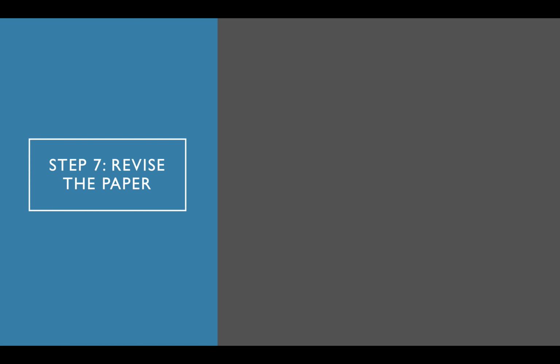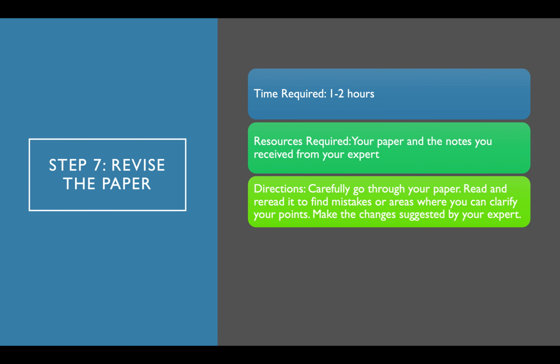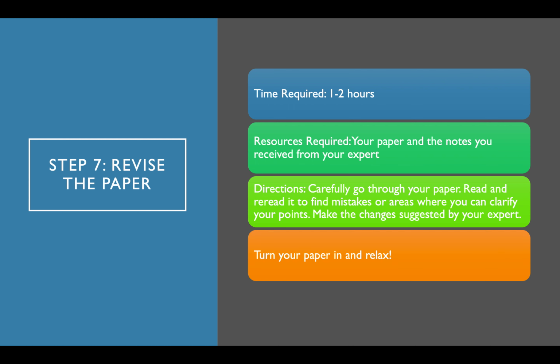The final step is to revise your paper. Again, it takes about 1 to 2 hours. You'll need your paper and the notes you received from your expert. Carefully go through your paper. Find the mistakes or areas where you need to clarify. Make the changes suggested by the expert. Then you can turn your paper in and relax.